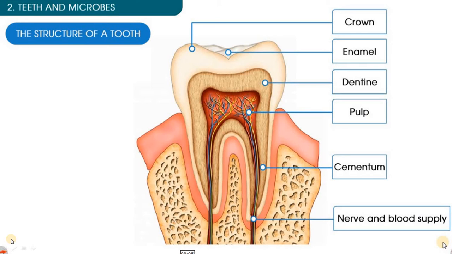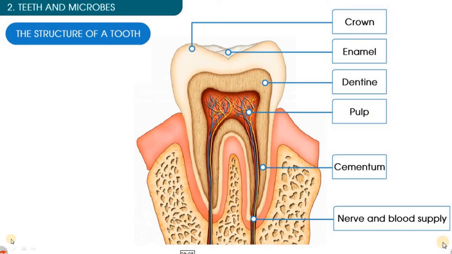Welcome back, children. This is the second part of the video, the second chapter, teeth and microbes. In the previous first part, we saw what teeth are and how they are useful, and what the different types of teeth in our mouth are. In this part, we will read about the structure of teeth.